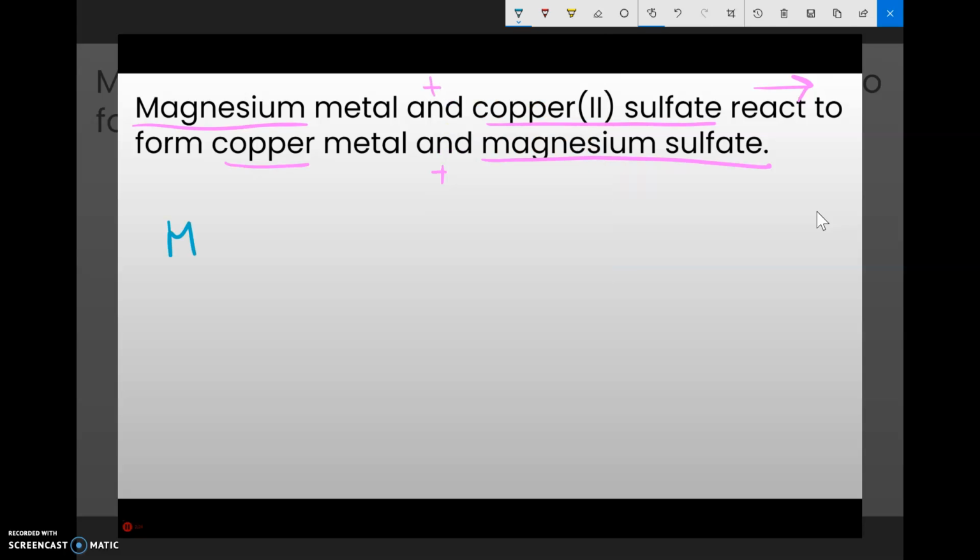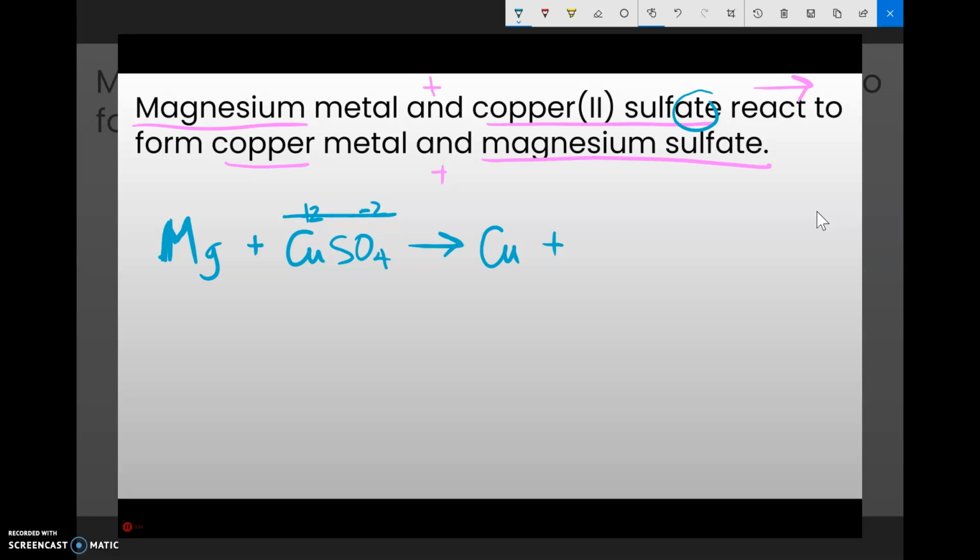So magnesium is Mg. Since it's by itself, we have to ask, is it a diatomic? The answer is no, so we're just going to leave it alone. Copper, Roman numeral 2 means it's a plus 2. Sulfate, that ate tells us it's a polyatomic ion, which is SO4 with a -2 charge. Those charges cancel. Reactive form is our arrow. Then we have copper. Since it's by itself, ask again, is it a diatomic? It is not, so just leave it alone.